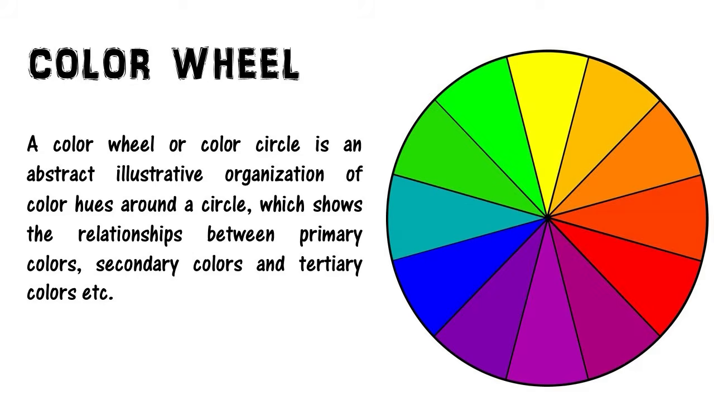So many of you may be wondering why it is a color wheel. Why can't it be a color strip or a color bar or color stick? Why are they arranged in a circular form? It's because in this way it's easy to define the relationship between the different colors, like between the primary colors, secondary colors, tertiary colors, which you will be studying in this video itself.